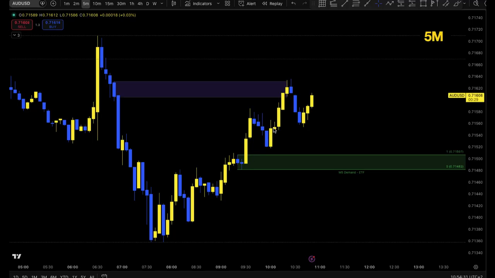As we can see here, we don't have your nice basing and explosive move away. I don't think that these two candles here are strong enough. So we will look for a nice basing area. You can see a nice 4 candles here and explosive move away. So this will be our demand zone.